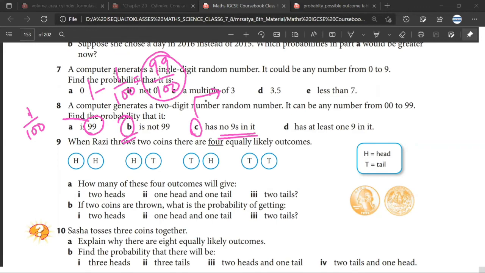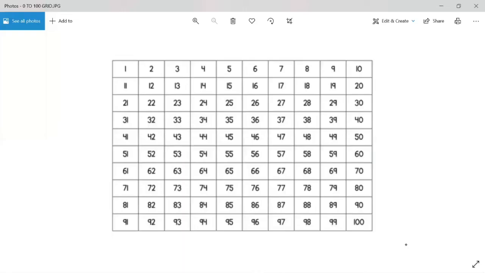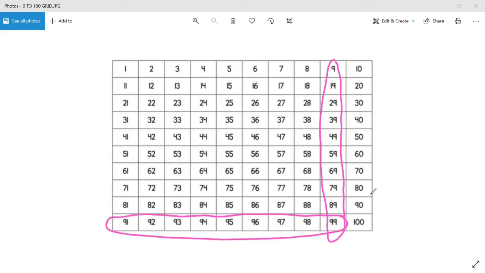Now I will show you the grid. See, if you look at this grid closely, these are the numbers which have 9 in them. Have you understood? Yes. And these are the numbers which have 9 in them. Can you see 9 in any other number? No, sir. Have you understood what I'm trying to say? Yes, sir.